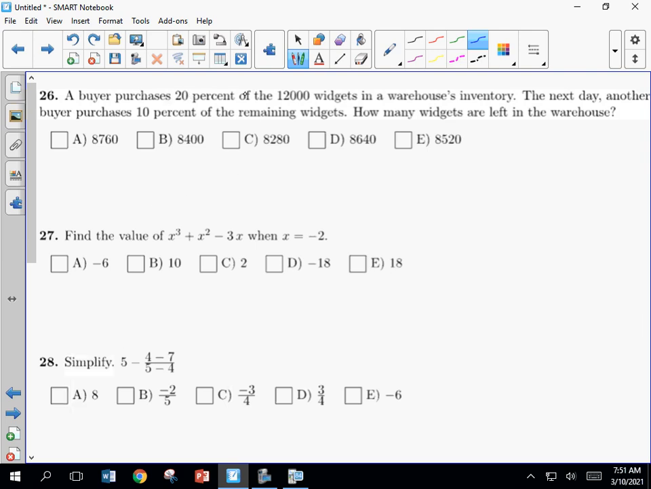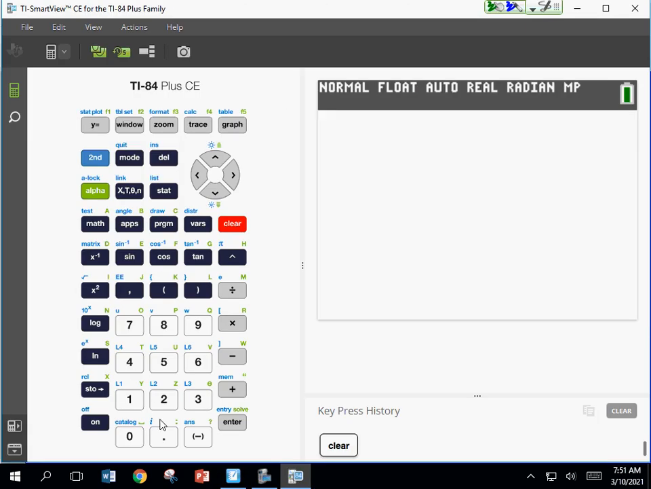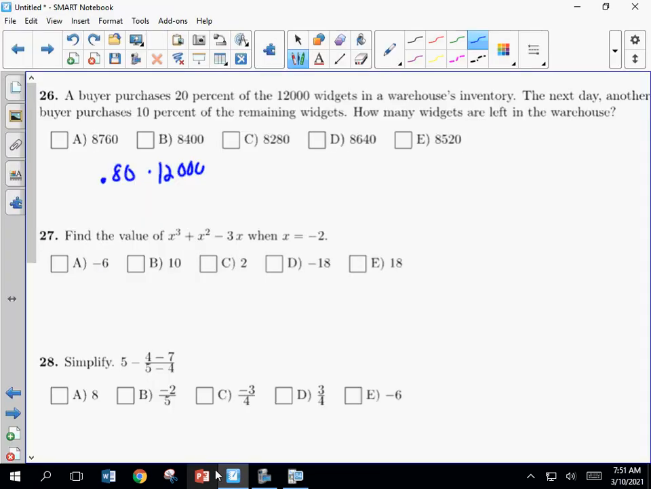A buyer purchases 20% of the widgets in a warehouse inventory. The next day, another buyer purchases 10% of what was left. Well, first of all, we need to figure out how many were left after the first purchase. If they bought 20%, that means 80%. So 0.80 was left. So you're going to do 0.80 times 12,000. So you get 9,600. Okay, that's how many are left because he took 20%, so that means 80% was left.